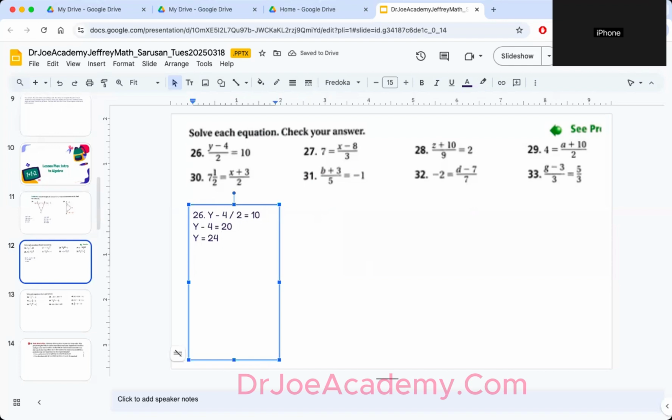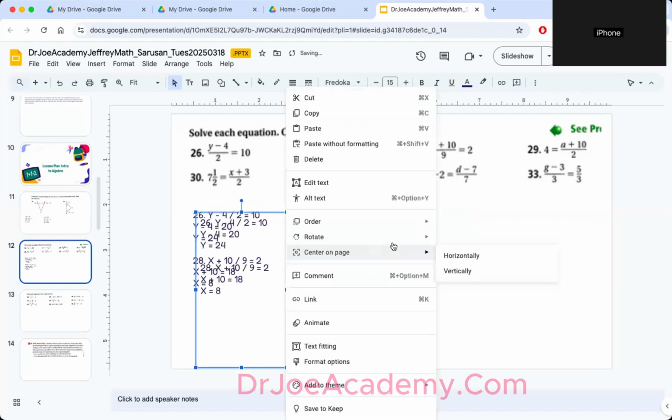Let's just go to 28. Okay, so that's x plus 10 divided by 9 equals 2. I guess we just move the 9 to the other side again, right? To make it 18. Yep. So now we know that x equals 8. Perfect. Let's see what else we can do.